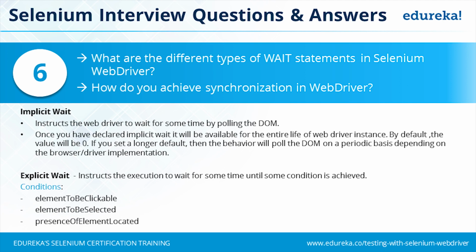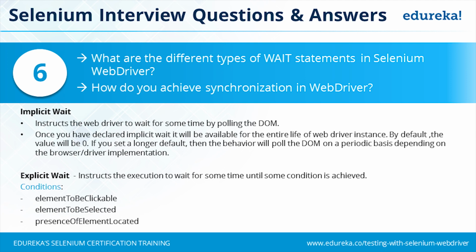The first one is element to be clickable. So the condition can be: wait till the element is clickable, but wait only for, say, 30 seconds, which is the maximum timeout. Explicit wait also behaves in the same manner as I explained for implicit wait. That is, it would poll the DOM periodically and see if the condition is achieved. But the major difference is that implicit wait is for all lines of code, while explicit wait is a condition put on a particular element. The second condition can be element to be selected. An element, though present on the screen, may not be available for selection until a particular processing is done.